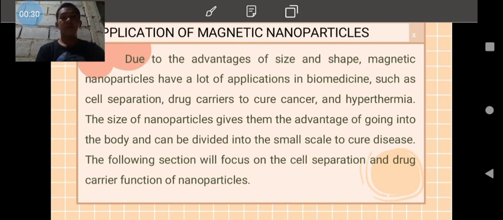The size of nanoparticles gives them the advantage of going into the body and can be divided into the small scale to cure disease. The following section will focus on the cell separation and drug carrier function of nanoparticles.